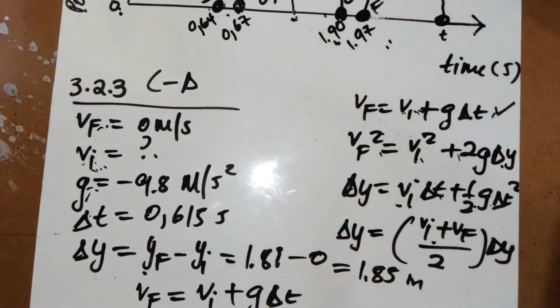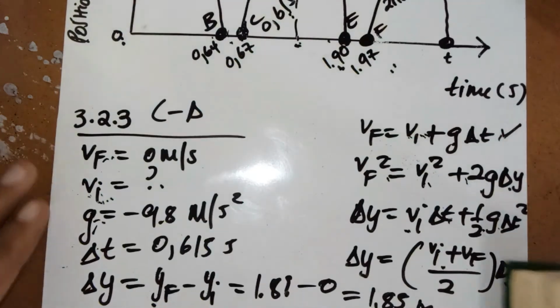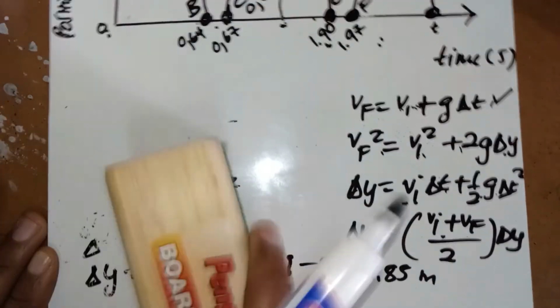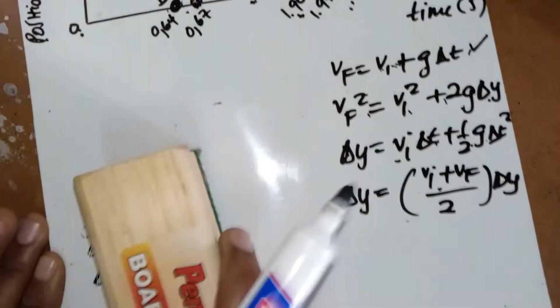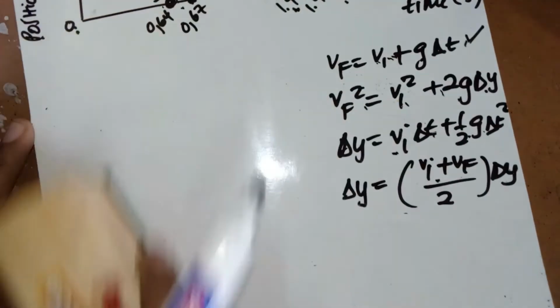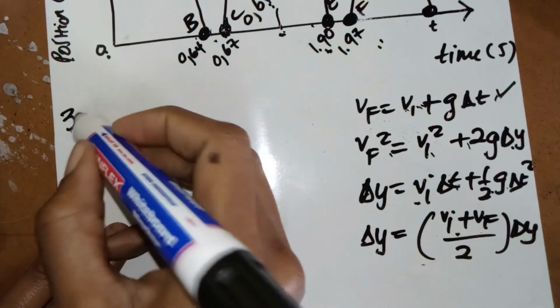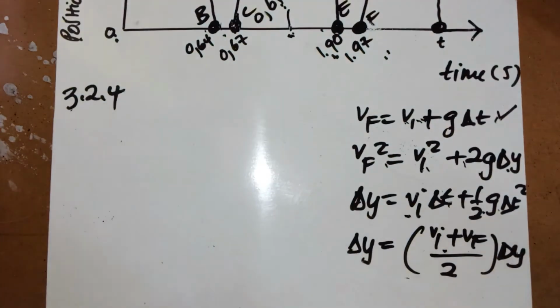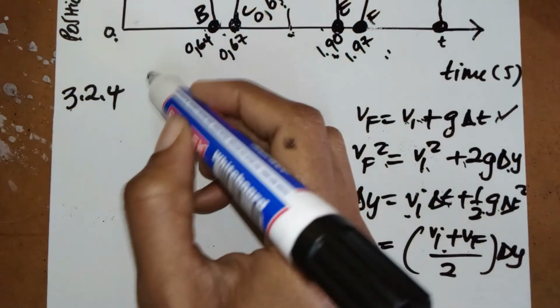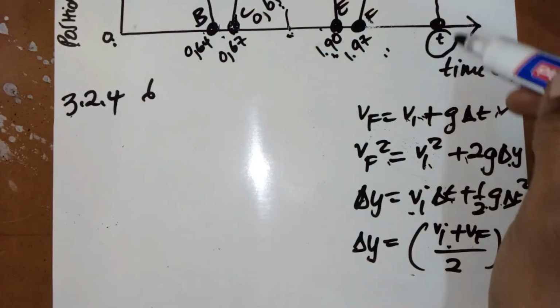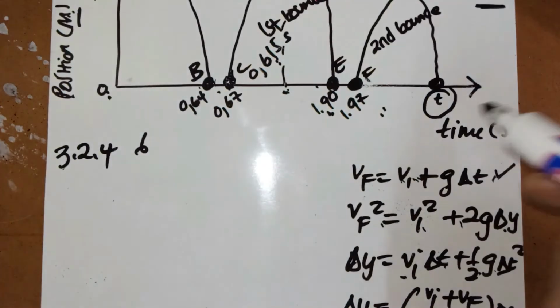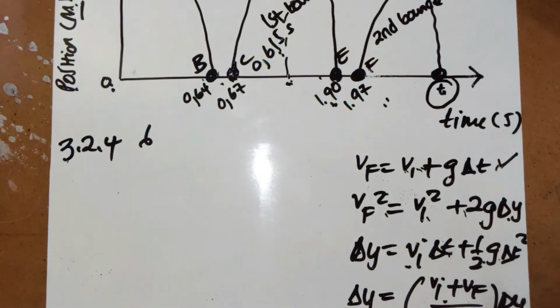So now let us try to move on to another question. So that is question 3.2.4. I'm not going to remove these equations, I'm just going to wipe this part. Question 3.2.4 says to us, find the time t indicated on the graph, and the marks are 6. So you have to find this time. Remember, it was not given to us. We have to find it. How do you think we can do it?